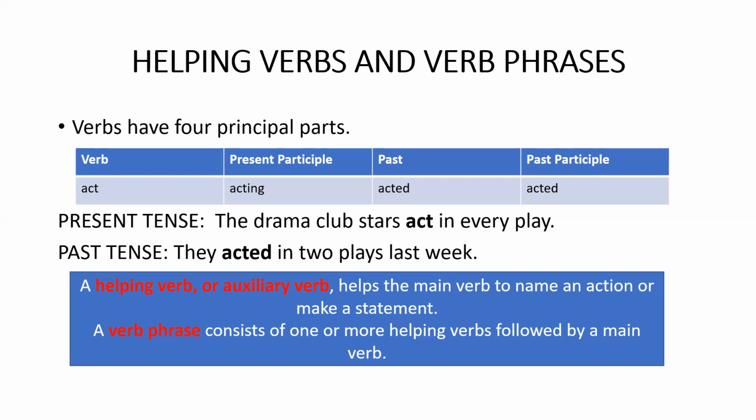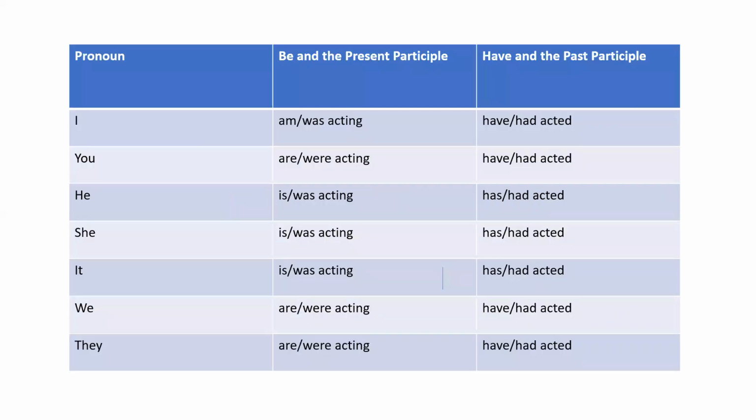A helping verb or auxiliary verb helps the main verb to name an action or make a statement. A verb phrase consists of one or more helping verbs followed by a main verb. I have given here a chart. You can study the chart. Notice that the helping verb agrees in number with the subject of each sentence. So I have given the verb be and the present participle, have and the past participle. So you can read and study the chart thoroughly.